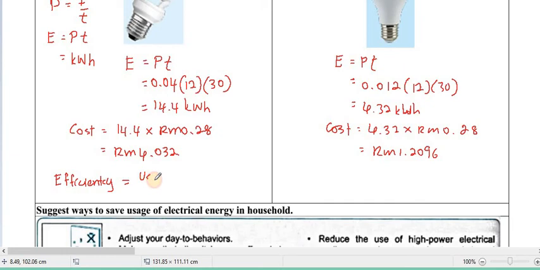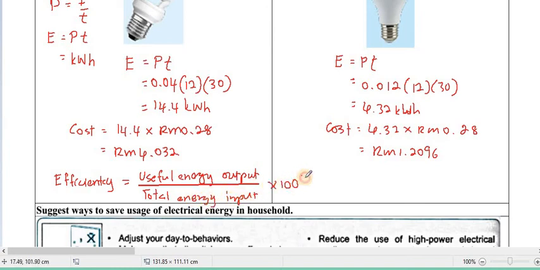Efficiency is useful energy output over total energy input, times 100%. Okay, this is revision. This is something that you learn in science Form 3, not in physics. But although this is something that you learn in Form 3, a question can be asked in SPM.